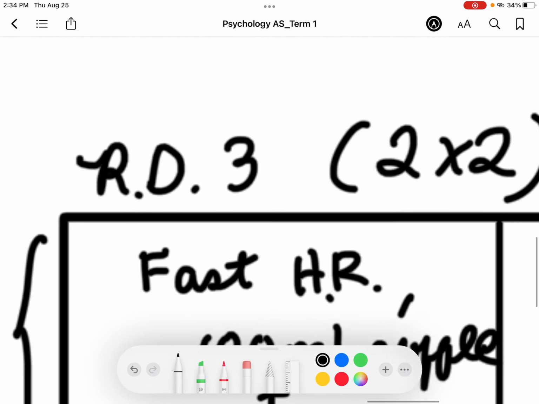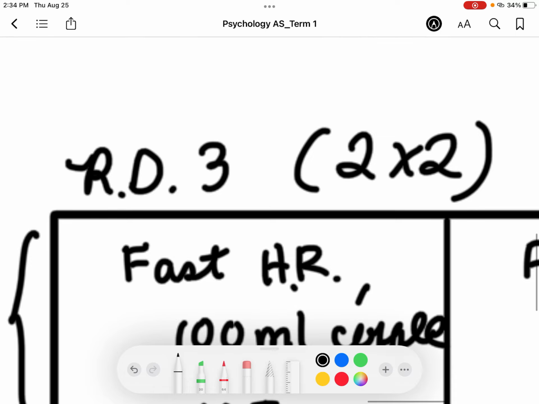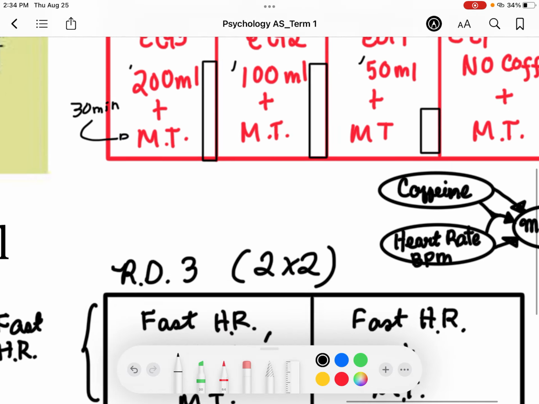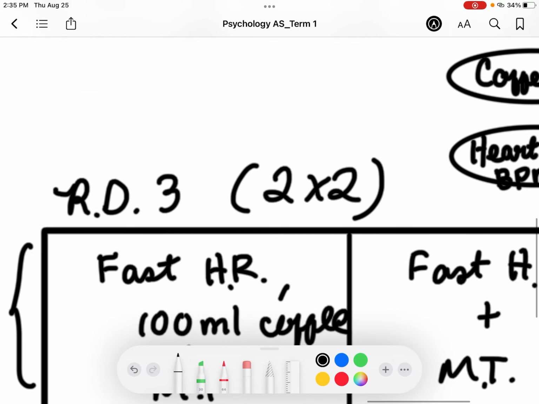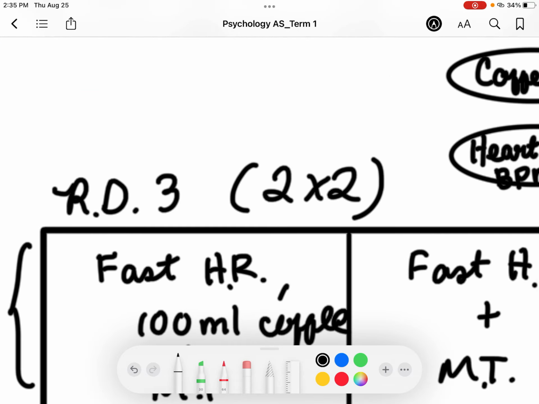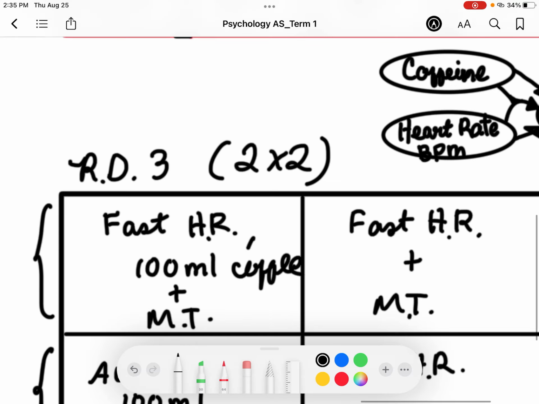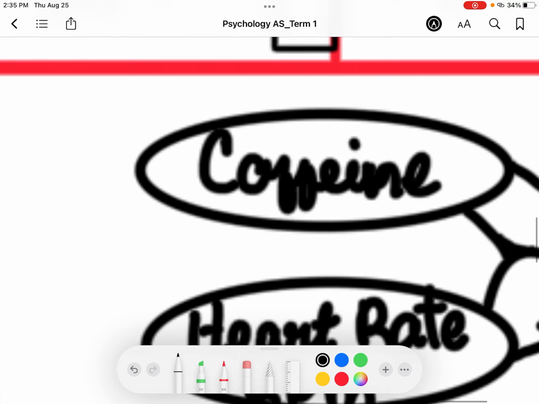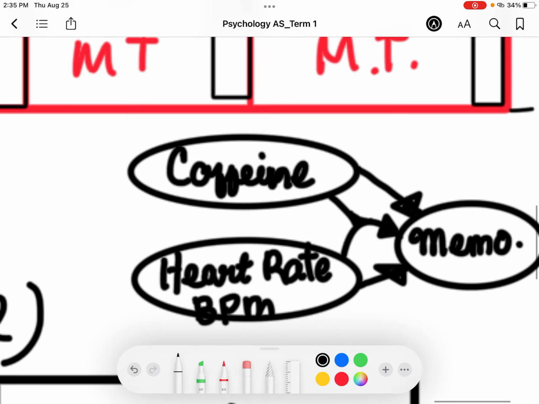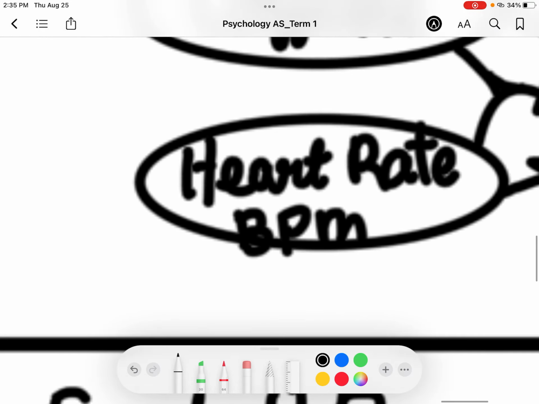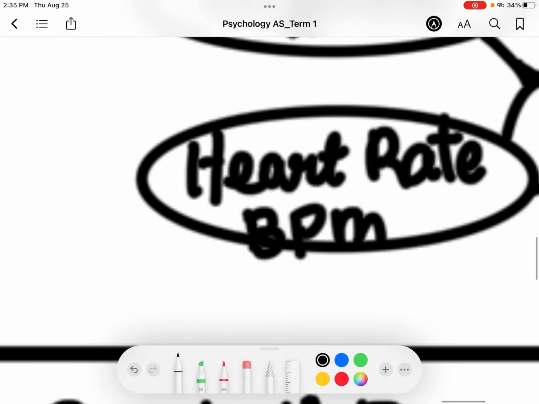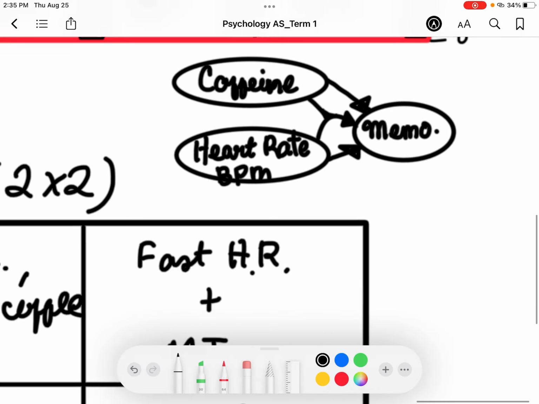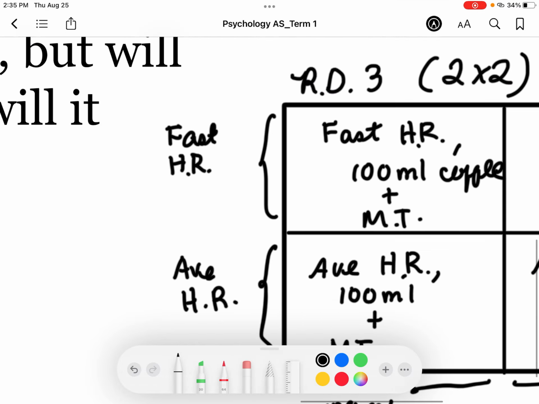Well, look at this. This is research design number 3. It's now 2x2. By the way, earlier it was 4x1, right? Now it's 2x2, which means 2 independent variables and 2 groups each. What does that mean? 2 independent variables, which is the absence and presence of caffeine in your system while doing the memory task, and then your heart rate. Also 2 groups, fast or regular heart rate.